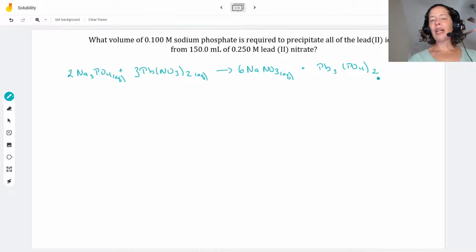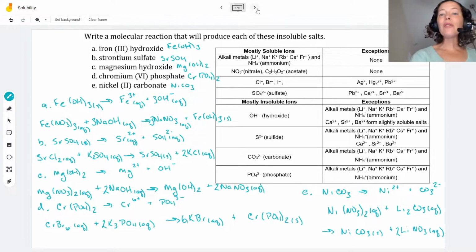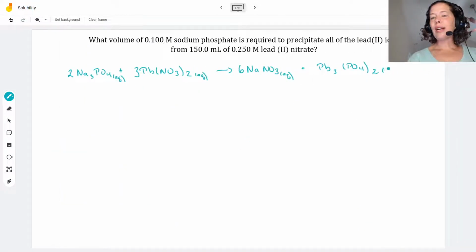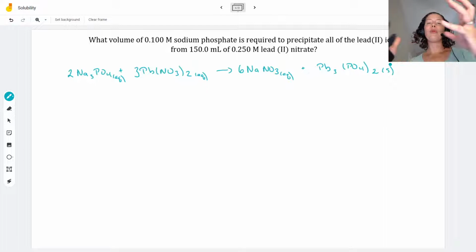So let's double check again my lead phosphate. If I find phosphates, phosphates are mostly insoluble anyway. And of course, the only soluble ones are my alkali metals and ammonia. So this guy is definitely a solid. It is going to precipitate out. So the problem did set us up for success. It went ahead and told us our two reactants that are going to produce our precipitate that is going to pull all of those lead-2 ions out. Now we need to start dealing with our solution stoichiometry.